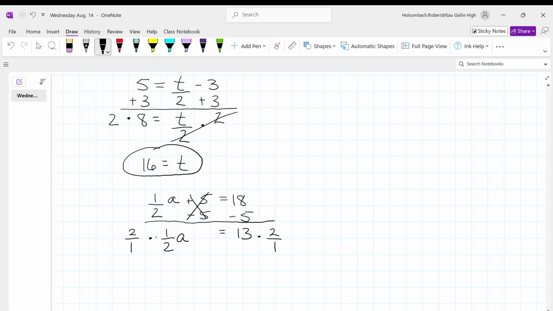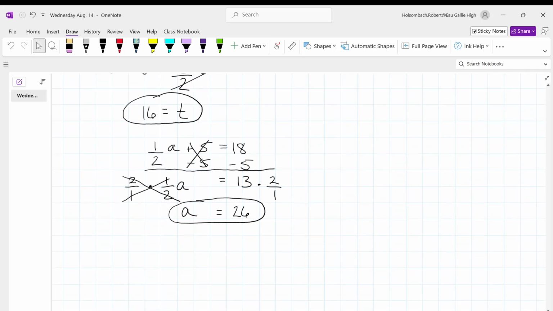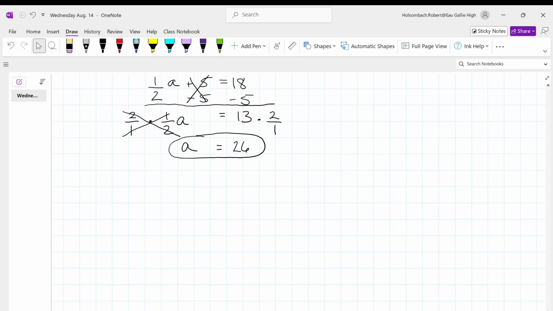When we multiply the left side by 2/1, we're multiplying a fraction by its reciprocal. Anytime you multiply a fraction by its reciprocal, the product is 1. So the a comes down, and it's equal to 13 times 2, which is 26. Any questions so far? Hopefully it's review. Are we going to get a study guide? You'll get a study guide the day before your quiz, yes.